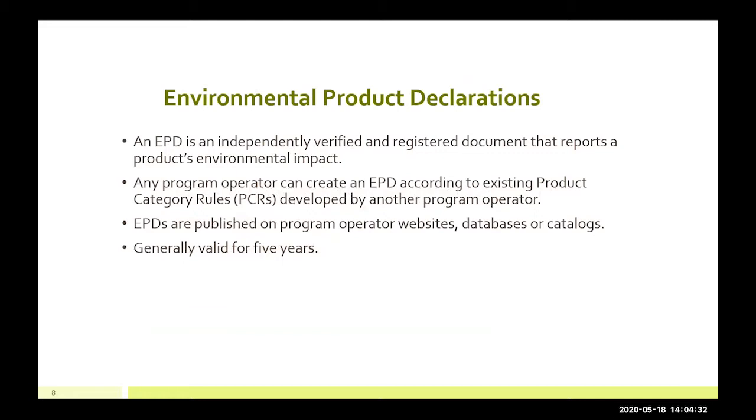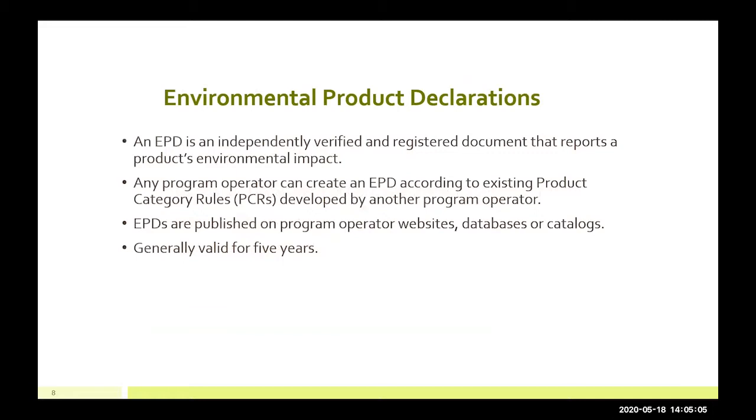So a product category rule, or a PCR, is simply a set of guidelines or rules that a manufacturer has to follow when they go to develop an environmental product declaration. And it's important to note here that an EPD does not have to be made by the same program operator that developed this set of guidelines. Any manufacturer can go to any program operator to request help in making their EPD.